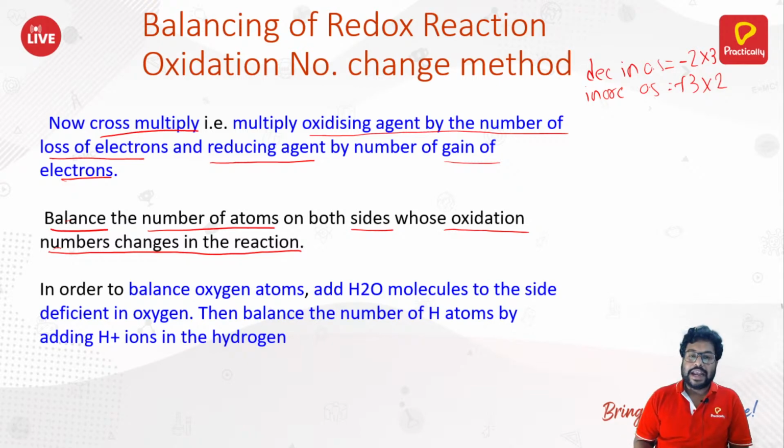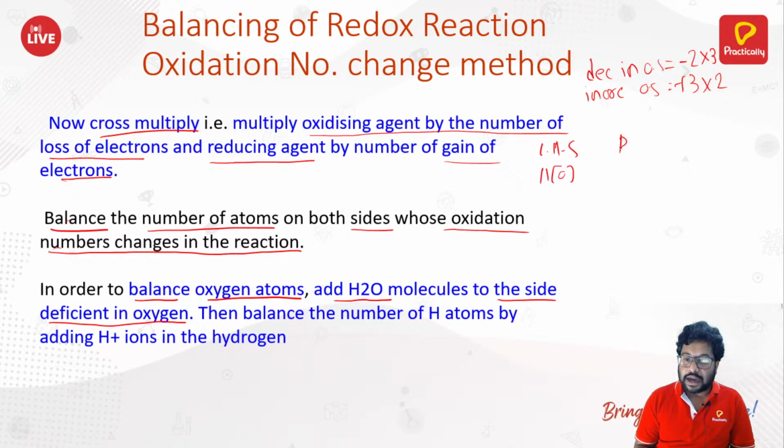And lastly, in order to balance oxygen atoms, you need to add H2O molecules to the side which is deficient in oxygen. That means suppose on the LHS you have overall 11 oxygen and on the RHS overall you have 9 oxygen. That means the RHS is deficient in 2 oxygen atoms, right? That means you need to balance those 2 oxygen atoms by putting 2 H2O molecules there. Now it has got balanced. It's 9 plus 2, 11.